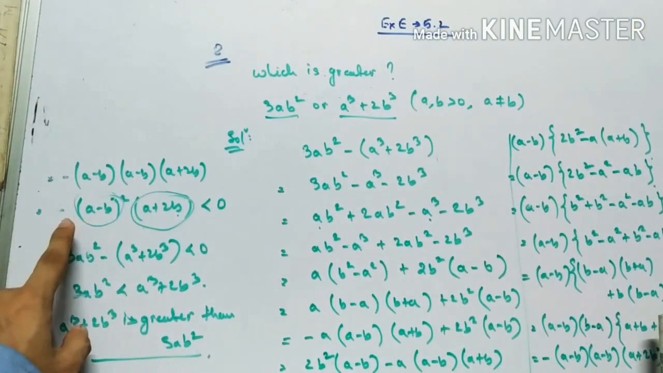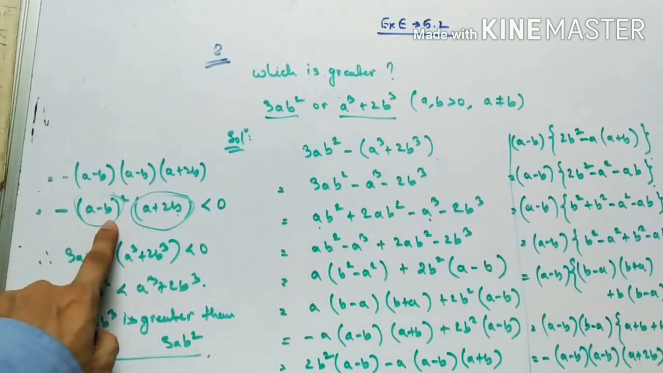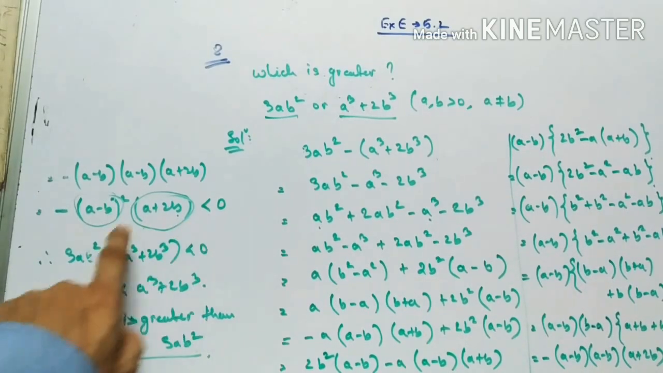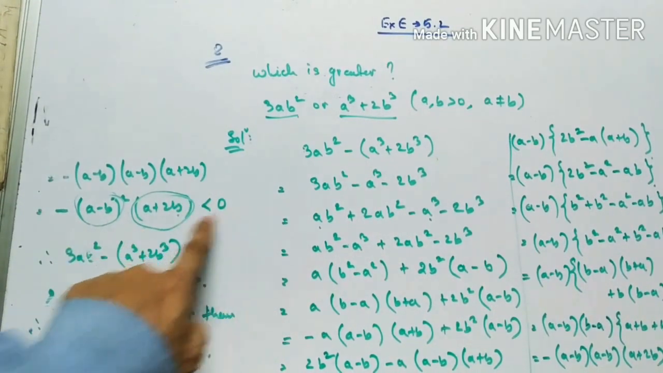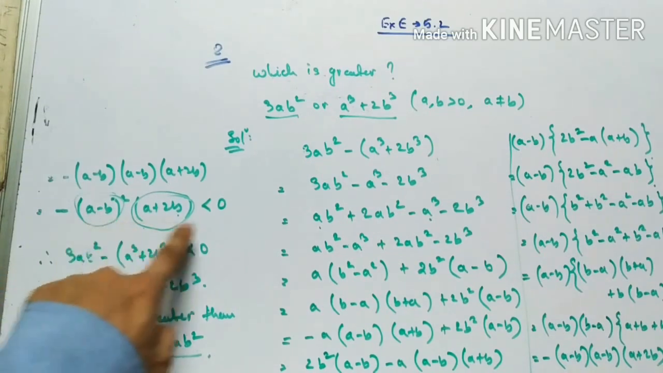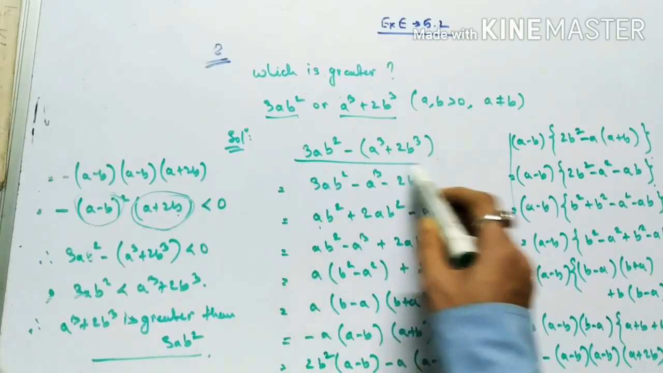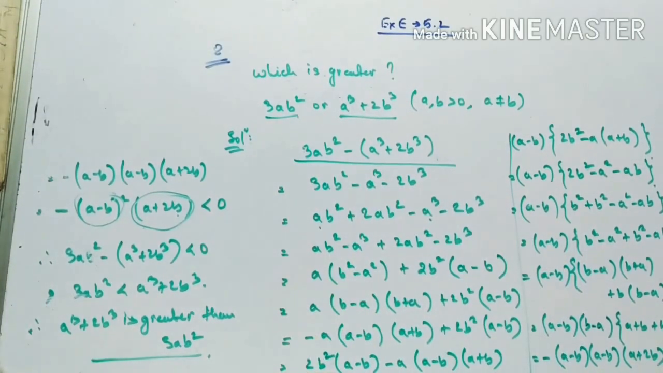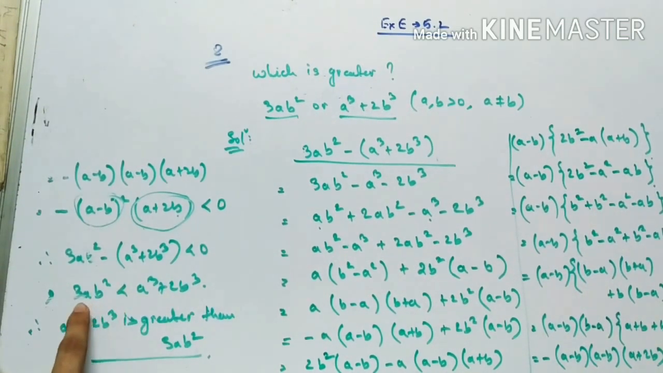So this thing will become minus, since one minus is there, okay, minus a minus b the whole square into a plus twice b, and this will be less than 0 because this is positive and this is positive, so therefore this will be less than 0 because of the minus sign. So since this is less than 0, what I have taken is less than 0. So I will send this thing to this side. So I will get 3ab square less than a cube plus twice b cube. That means a cube plus twice b cube is greater than 3ab square.